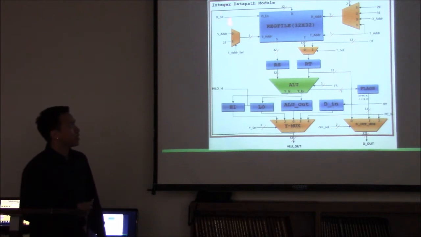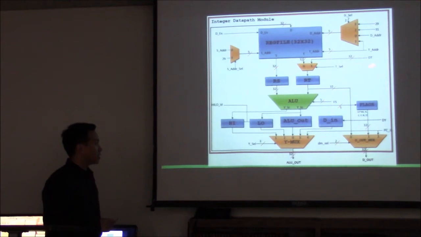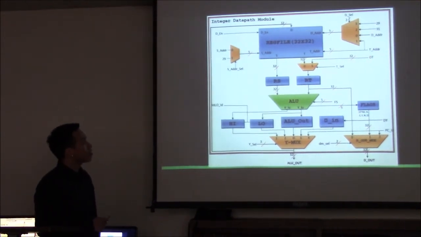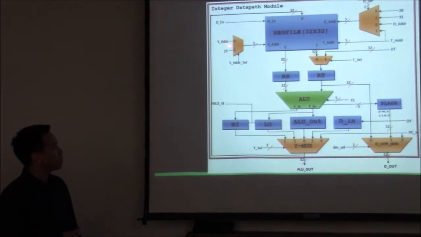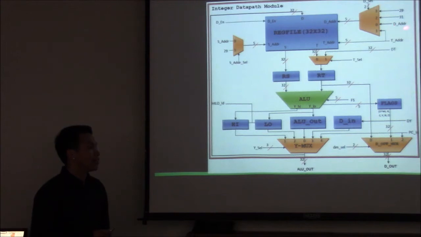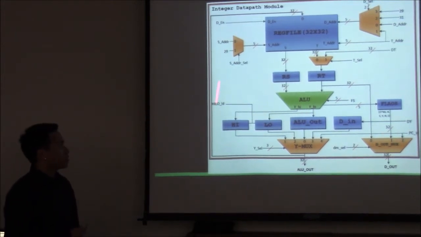So this is the integer data path module. As we were talking about the sign extended 16, it would be tied to this DT right here. The IR 25 to 21 would be the S address. The IR 20 to 16 is the T address, and then the 15 to 11 is the D address. So all the input signals are controlled in the MCU as well.